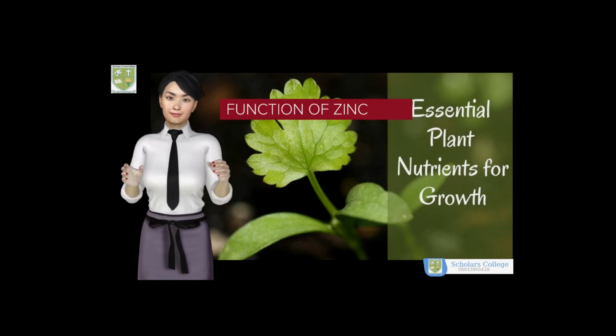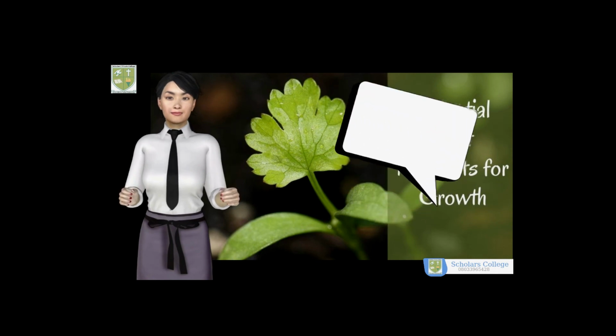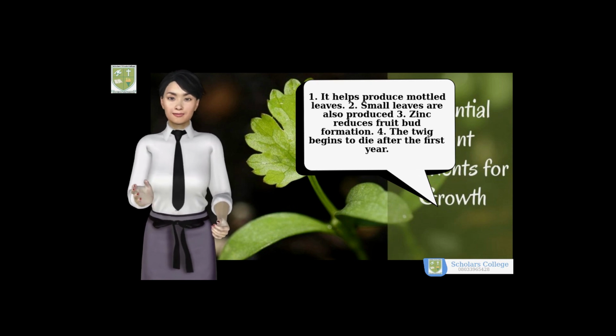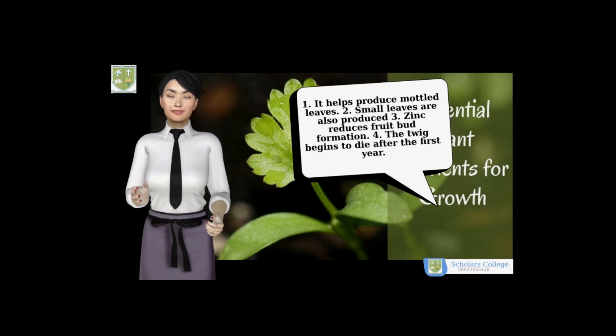Function of zinc. 1. It helps produce mottled leaves. 2. Small leaves are also produced. 3. Zinc reduces fruit bud formation. 4. The twig begins to die after the first year.